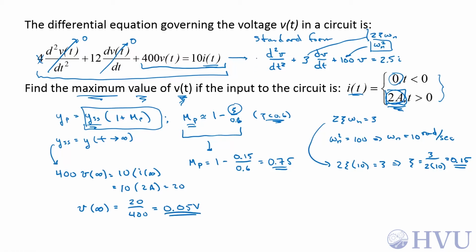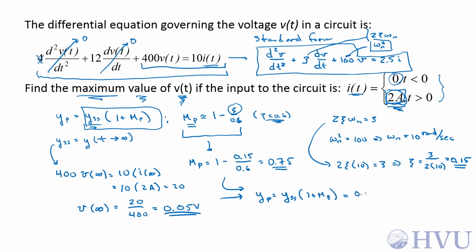And we'll get the same result if we let our derivatives go to 0 in this standard form equation, since it's just scaled by a factor of 4 from the first one. So, taking these two pieces of information, the peak value is the steady state response, y_ss times 1 plus M_p, which is 0.05 times 1 plus 0.75. So y sub p is equal to 0.0875 volts. And we're done.